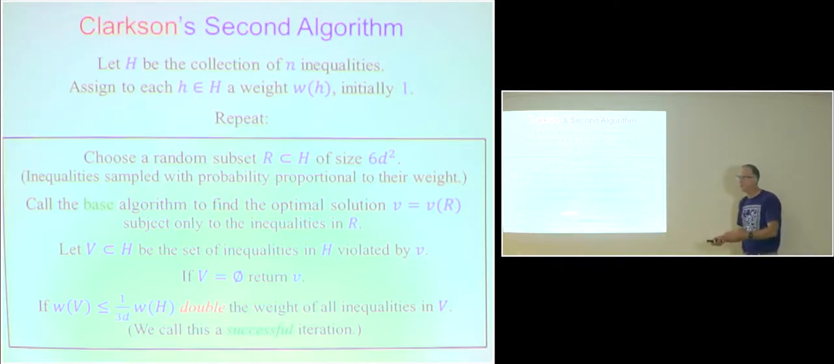It would have been natural to say that in each iteration we just double the weight of all the inequalities which are violated, but this could go a little bit out of control. We don't want to increase the weights too much, so we only do that if the iteration is what we call successful, if this condition is satisfied, and we'll see in a minute that this happens with high probability. So in most iterations, we update the weights. Okay, and that's it, we repeat.